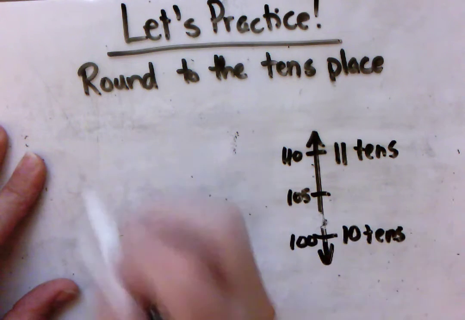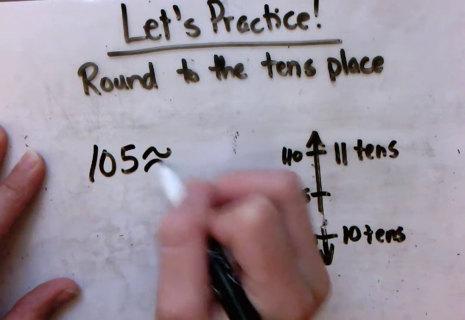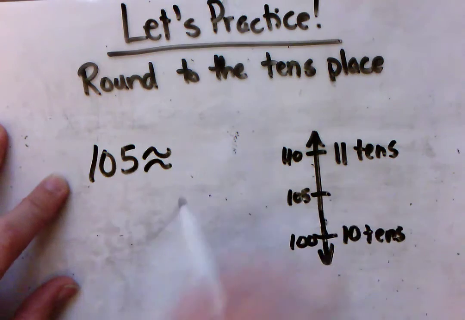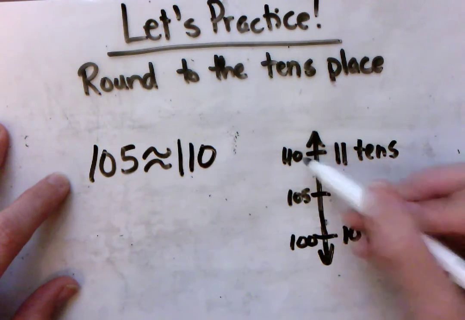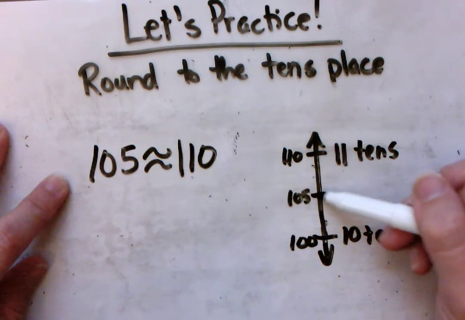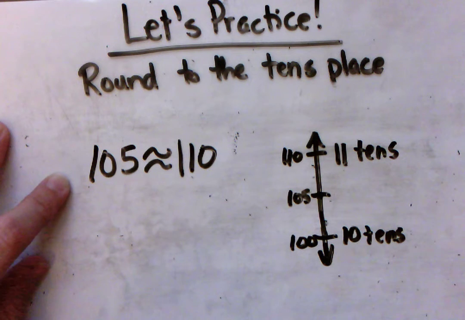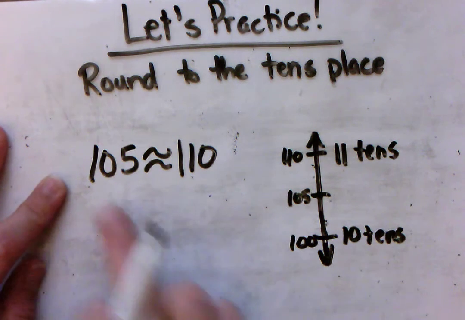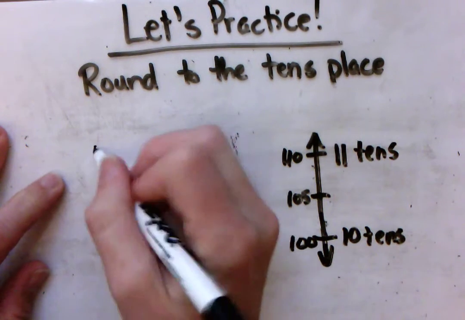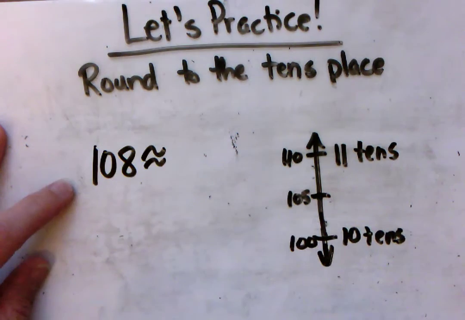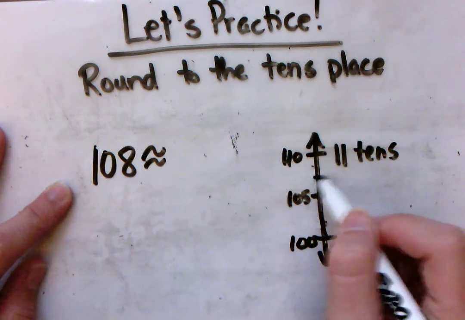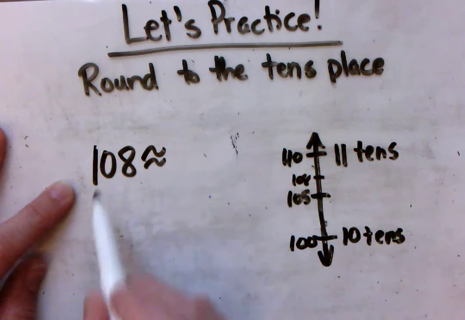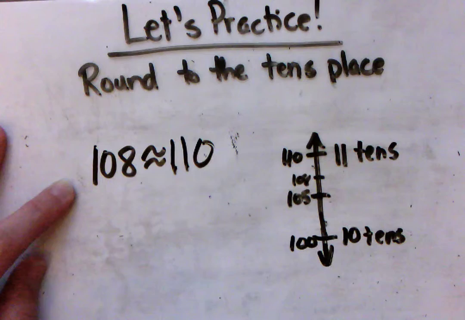What if my number was 105 and I'm rounding to the tens place? Yes, it rounds to 110 because 105 is right halfway between my two sets of 10 tens and 11 tens. And so our convention is to round up. What if I had 108? Where would 108 be on my number line? Yes, 108 rounds to 110.